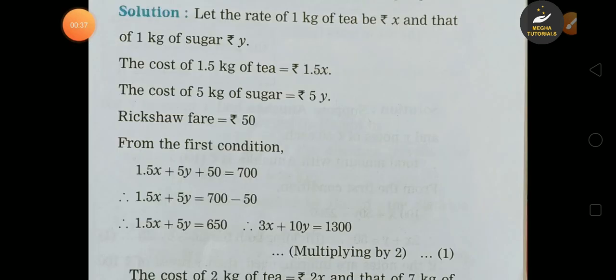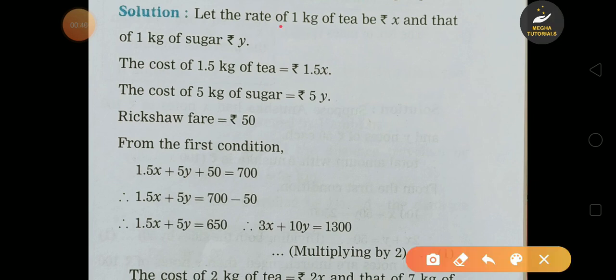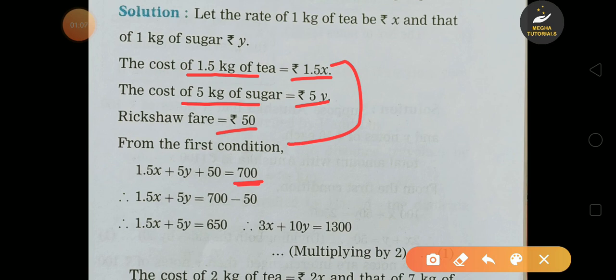So let's start with the solution. Let the rate of 1 kg of tea be rupees x and 1 kg of sugar be rupees y. Then from condition 1 we can say that the cost of 1.5 kg of tea is rupees 1.5x and cost of 5 kg of sugar is rupees 5y and rickshaw fare rupees 50. So as per condition 1, total expense was 700. It means you have to add these things. So 1.5x plus 5y plus 50 is equal to 700.